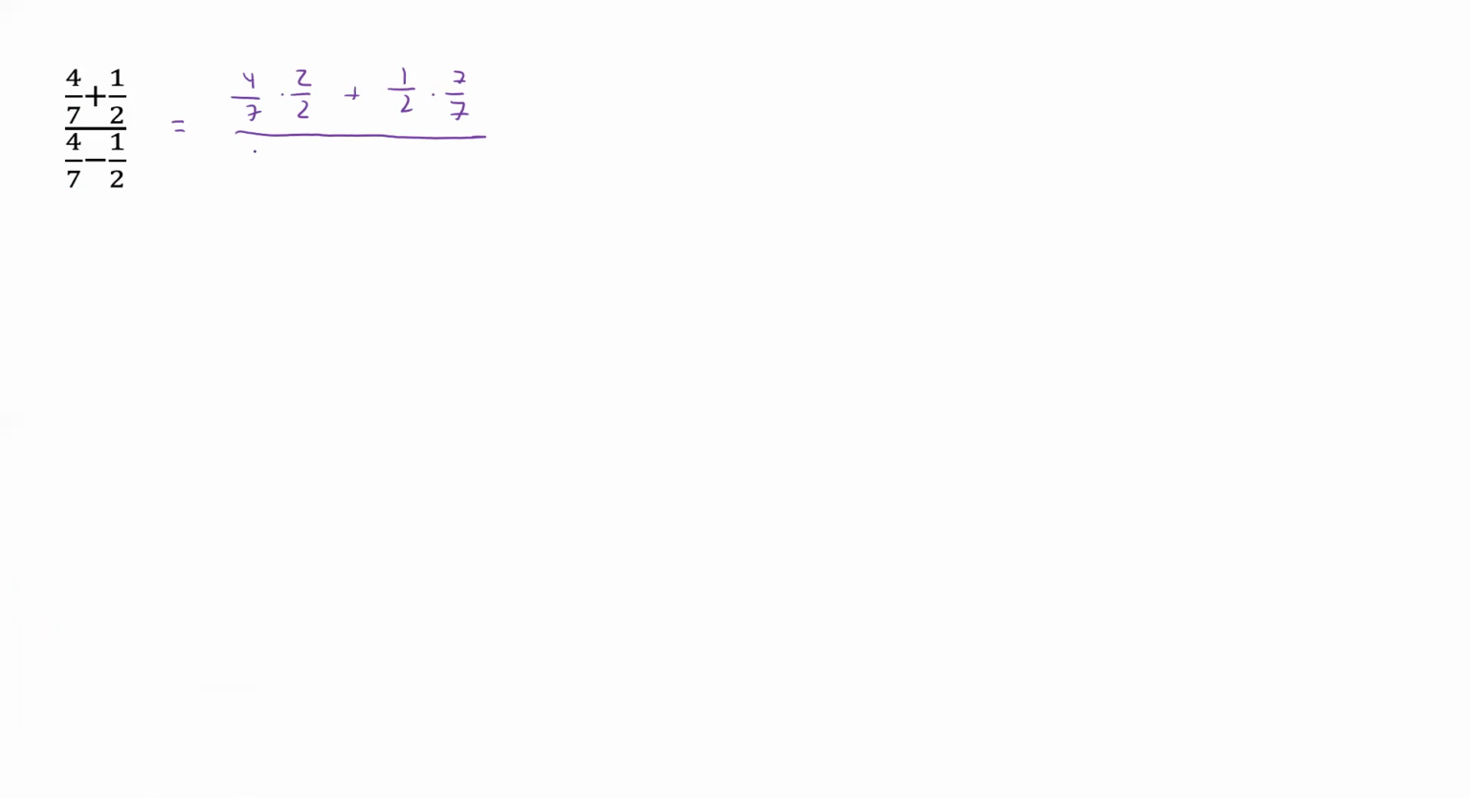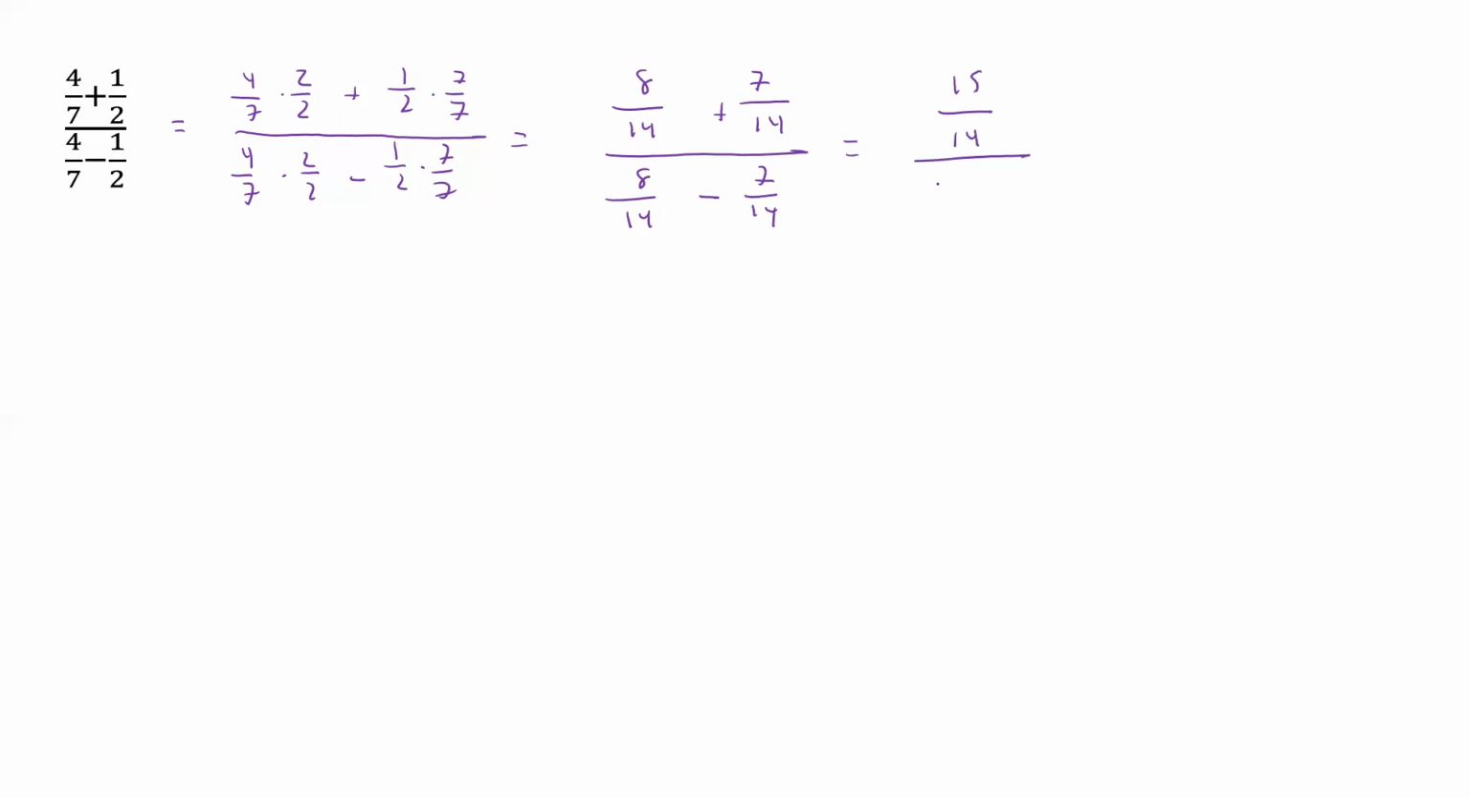And the denominator is the same thing. We have the 7 and a 2, so we can take 4 over 7 times 2 over 2. Now we're subtracting 1 over 2 times 7 over 7. Well, this gives us 8 over 14 plus 7 over 14 all over 8 over 14 minus 7 over 14. Well, 8 plus 7, that's going to give us 15 over 14 divided by, and now 8 minus 7 is going to be 1 over 14.